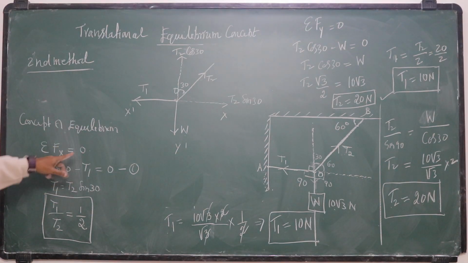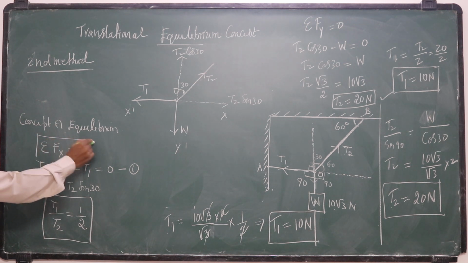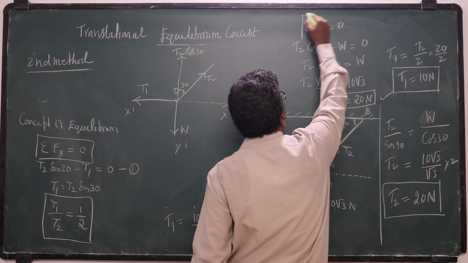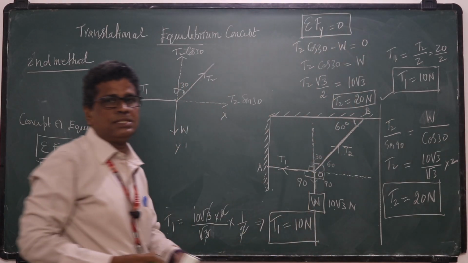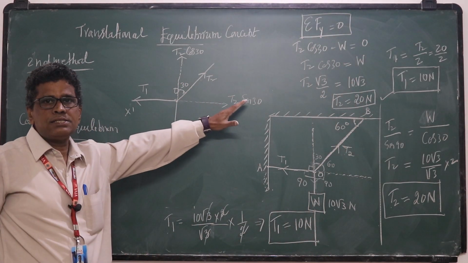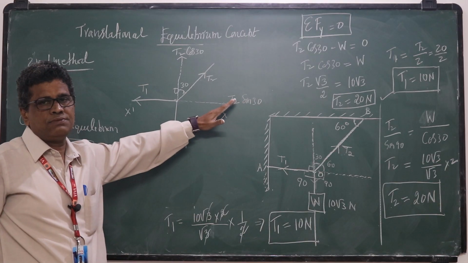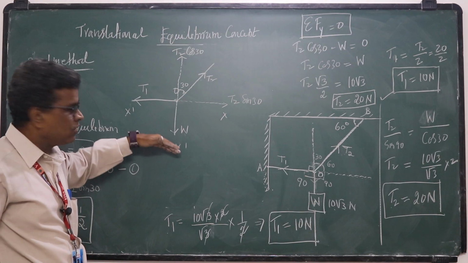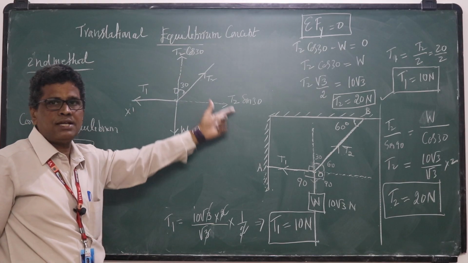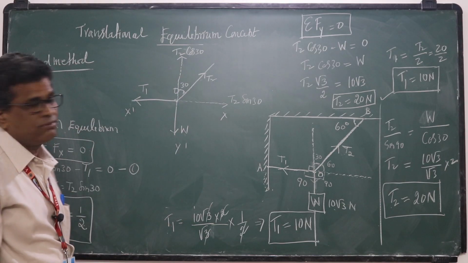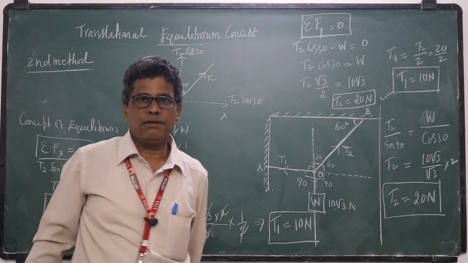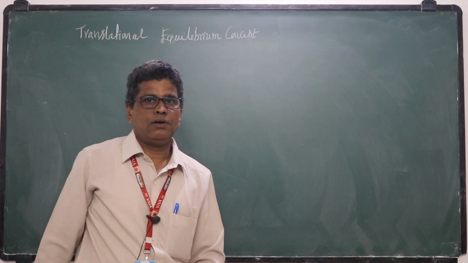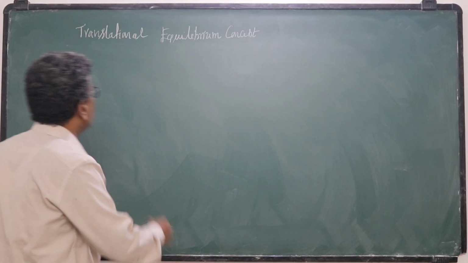Okay. I just equated sigma Fx is equal to 0. Sigma Fy is equal to 0. This is the concept of equilibrium. That is, left side forces balance with the right side forces and the top forces balance with the downward forces. If all forces are balanced, then the resultant force is 0. Clear? Take the next one. Okay, you take the next problem.